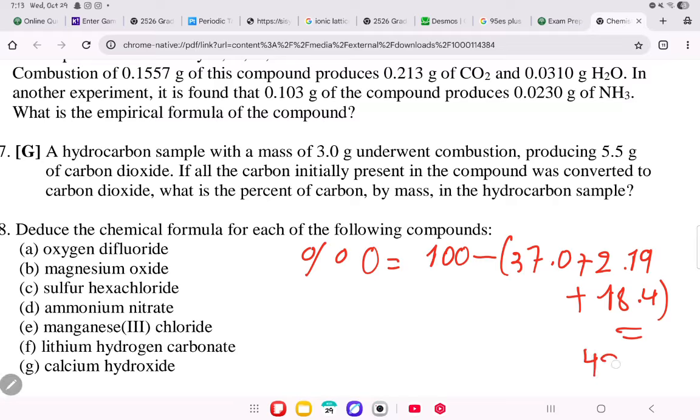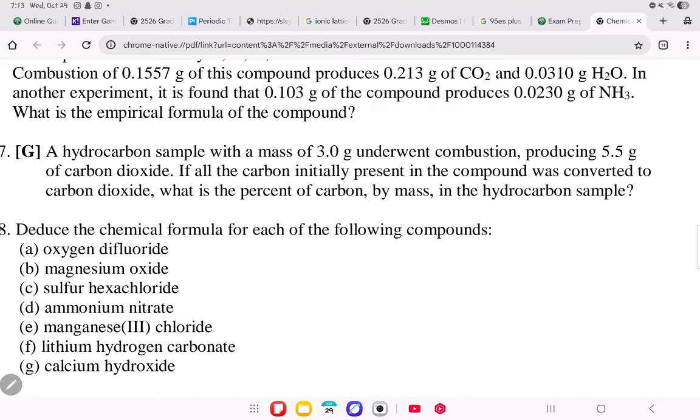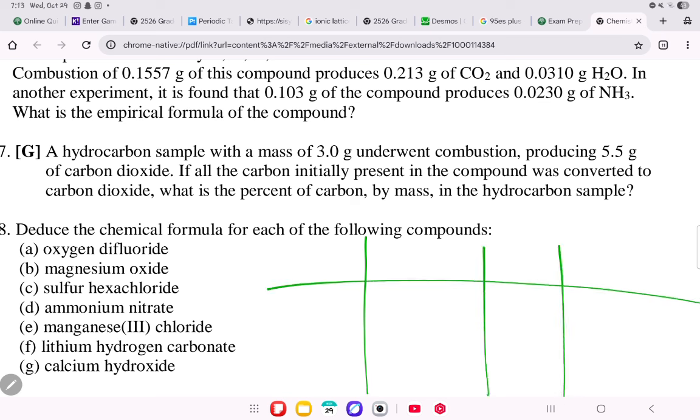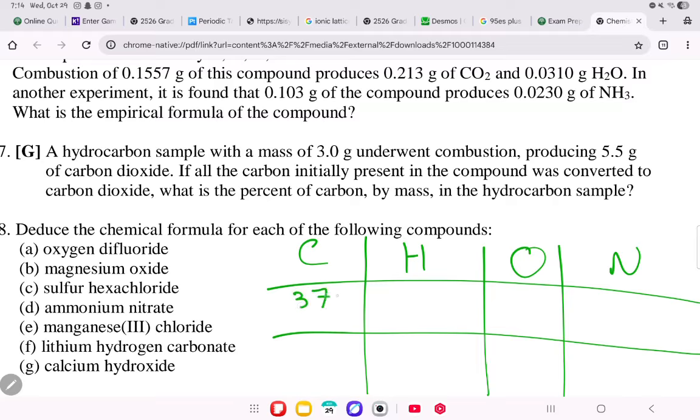Now we need to find the simplest ratio, so we will need to separate them like this. So what do we have now? We have carbon, hydrogen, oxygen, and nitrogen, right? So carbon, we said we will take the percentage, which is 37.0. Hydrogen, we will take the percentage to be 2.19. Oxygen, we took it to be 42.4. And nitrogen, we took it to be 18.4.